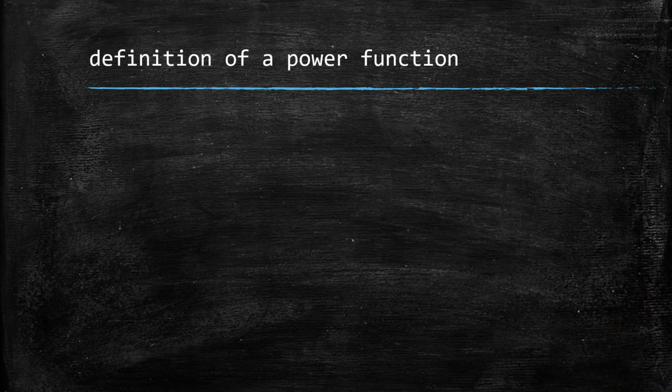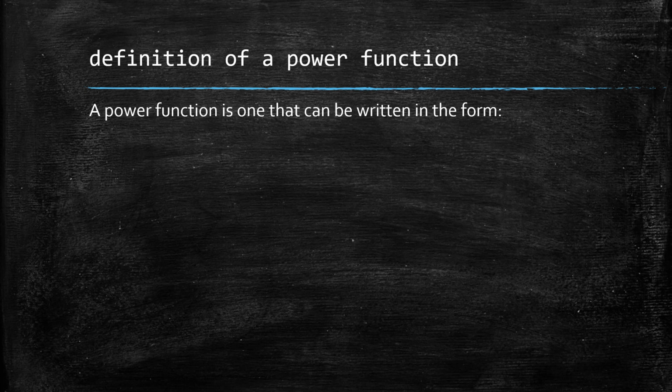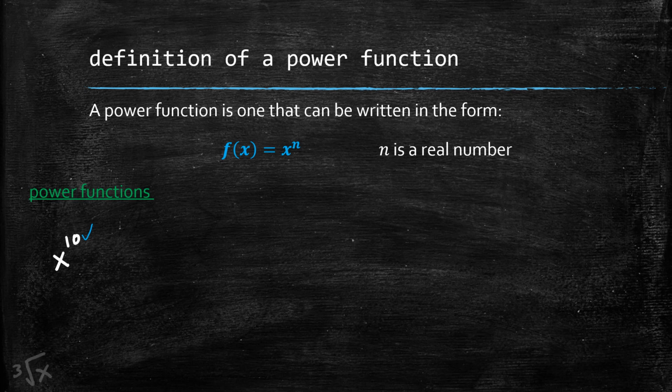So let's begin by defining what exactly a power function is. A power function is any function that can be written in the form f of x equals x to the n, with the condition that n is a real number. So let's look at some examples and take them one by one. So x to the 10, that's pretty clearly a power function. 10 is a real number and the variable is in the base.